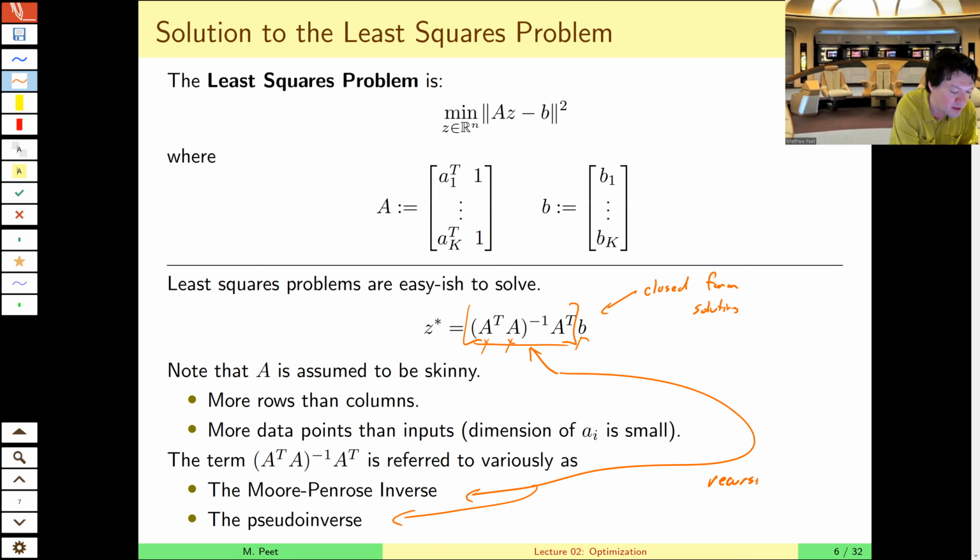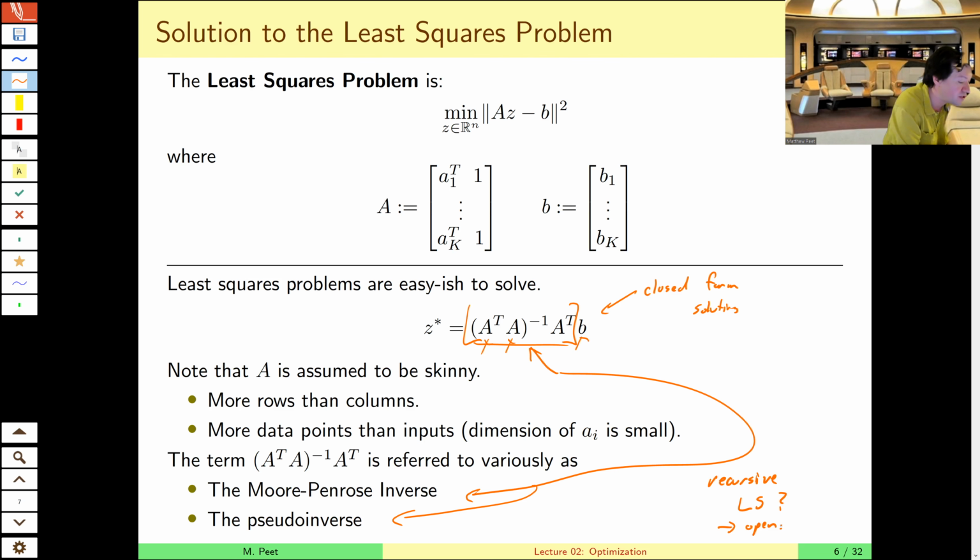Recursive. Like, how do you adjust your fit when you get new data, without completely resolving the problem? So that's somewhat open. There are some good algorithms for it, but it's not completely solved.